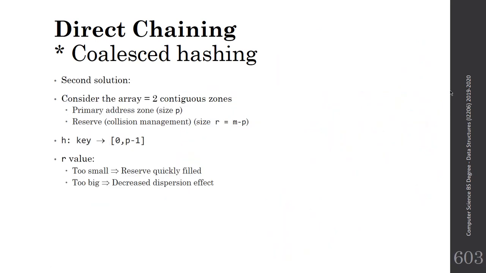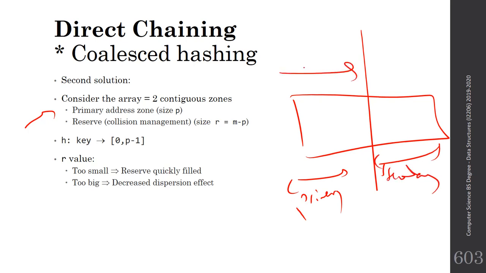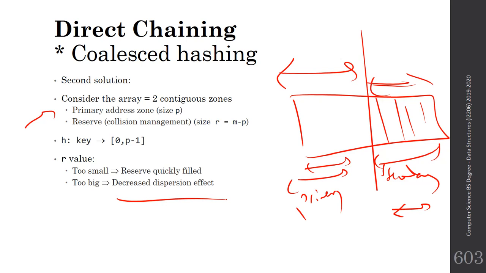In coalesced hashing we have a second solution, which I have told you about. We'll consider the array as two zones, a primary zone and a reserve zone, and usually the keys are hashed into the primary zone. Again, this is the array. I'll split it in half. This is the primary, and this is the secondary. Obviously all the hashing values should be within the primary zone, and if I have a collision, I try to find a place in the reserve to place my colliding elements. If the reserve is small, it will be quickly filled, and if it's too big, it means that the hashing range is small, so there will be a decreased dispersion effect, and a lot of agglomeration at the end of the secondary part.